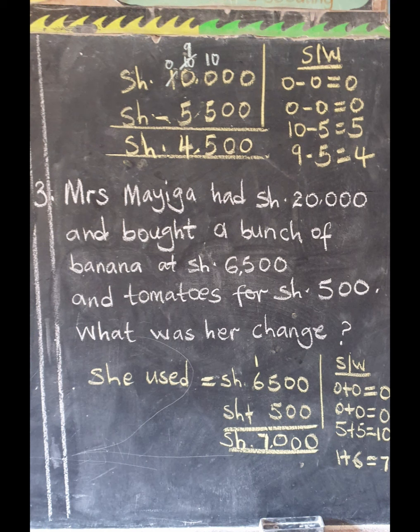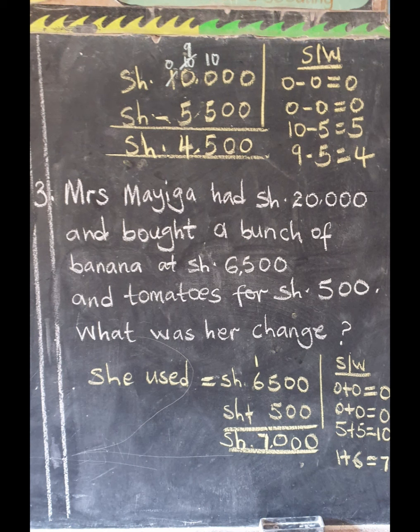Then number 3 is saying Miss Maiga had 20,000 shillings and bought a bunch of banana at 6,500, and then she went ahead and bought tomatoes for 500. What was her change? They can even ask it, what was her balance? So balance is the same as change. When you give in a big amount of money like 10,000, what they give you back is change. But they can ask it as balance.